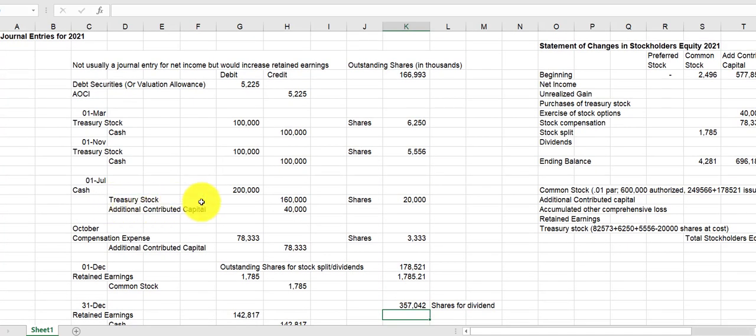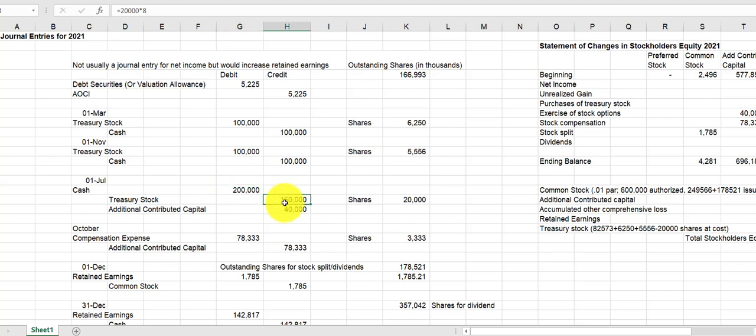Now on July 1st, we sold some of this treasury stock to those who exercised their options. Okay, and so the amount is $10 for 20,000 shares was how much cash we received. We originally purchased at $8.